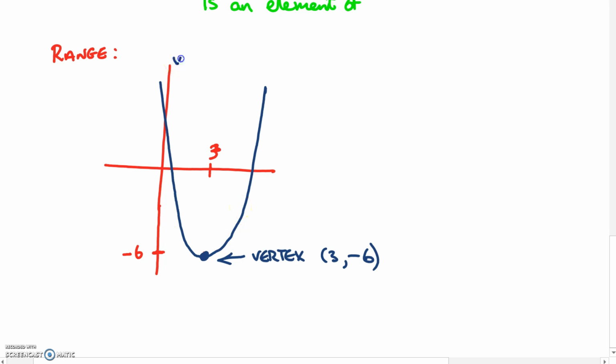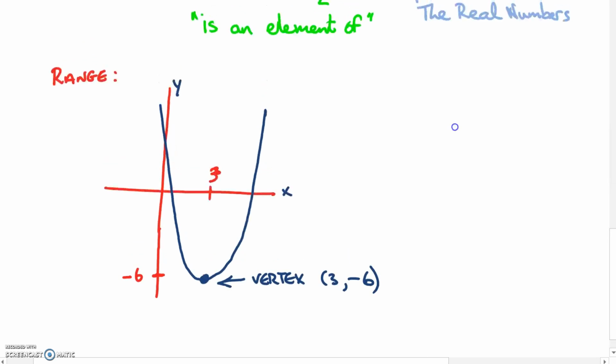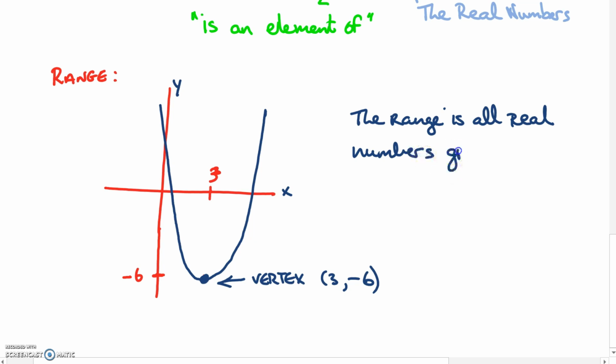In other words, remember this is the y-axis. That's the x-axis. In other words, the numbers on the y-axis that belong on this graph are always above -6. This graph is always above -6. Okay? So what we say is the range is all real numbers greater than or equal to, I did say above, but it includes -6 as well, greater than or equal to -6.